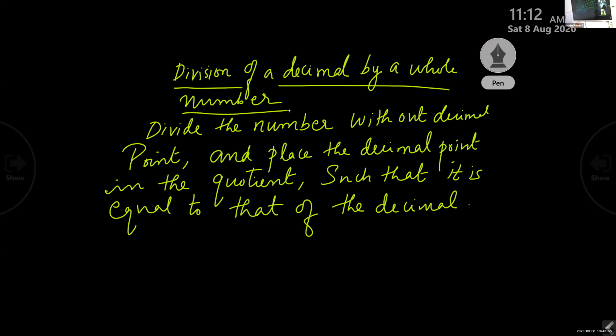Divide the number without decimal point. Simply divide the numbers without decimal point. Then place the decimal point in the quotient such that it is equal to that of the decimal. Like multiplication itself, we simply divide the number by the divisor, that is the whole number, and place the decimal point as equal to the decimal given. I'll show an example. For example, 12.96 divided by 4.